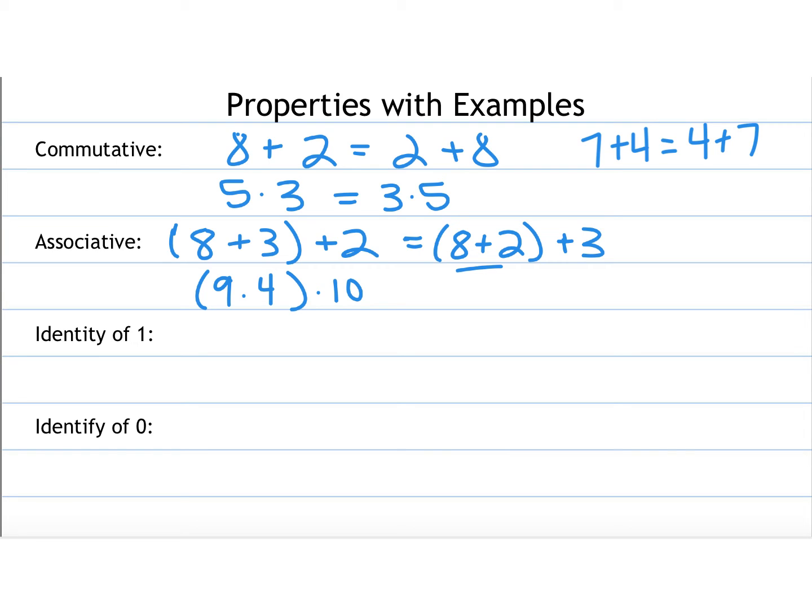Maybe I want to start with the 9 times 10 first, and then multiply by 4. Okay, you can change how the numbers are grouped, but you'll still end up with the same answer.